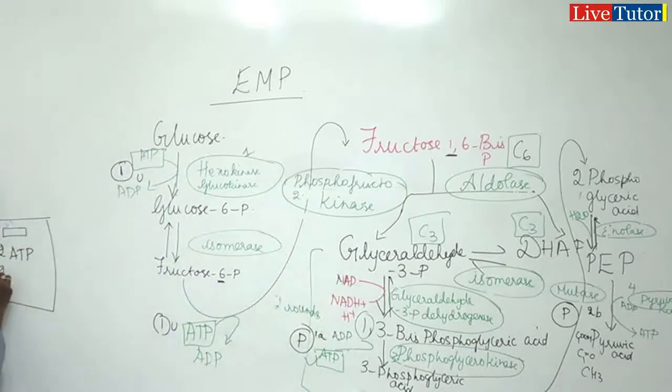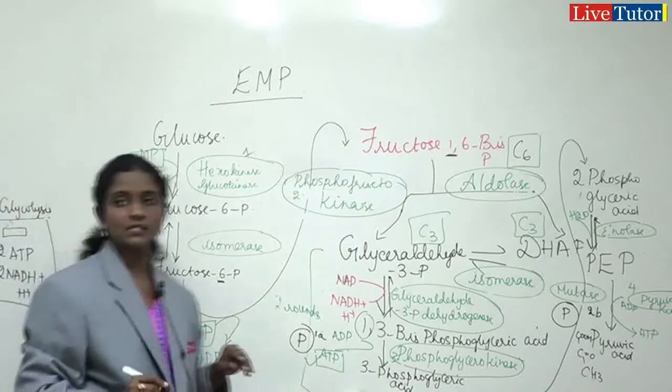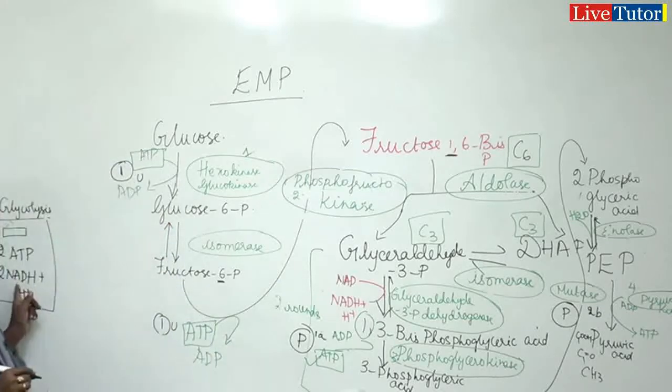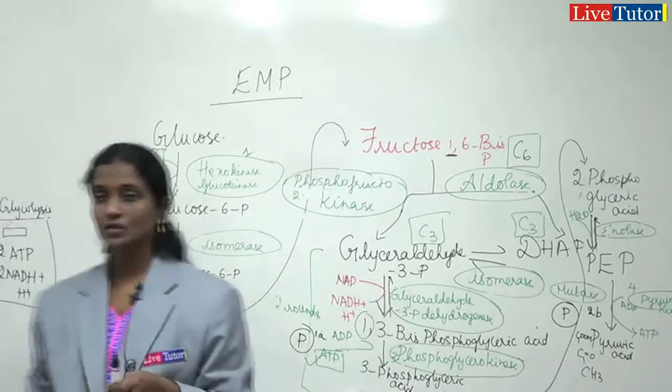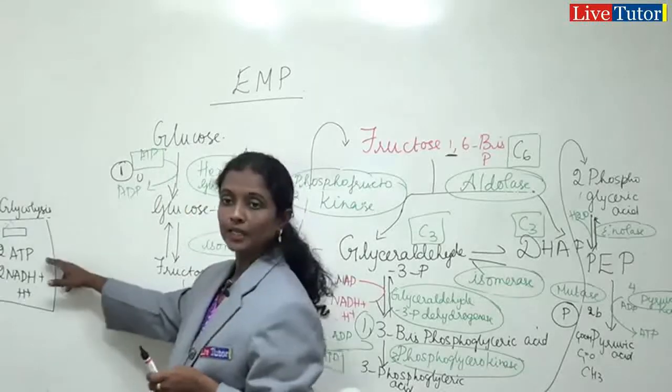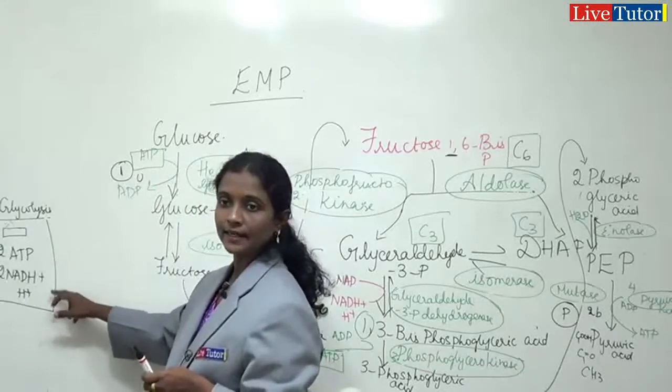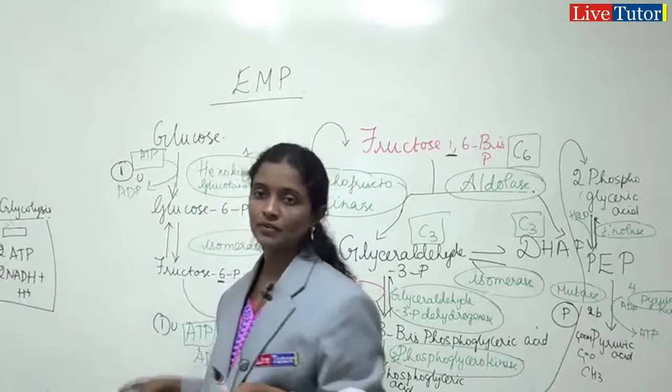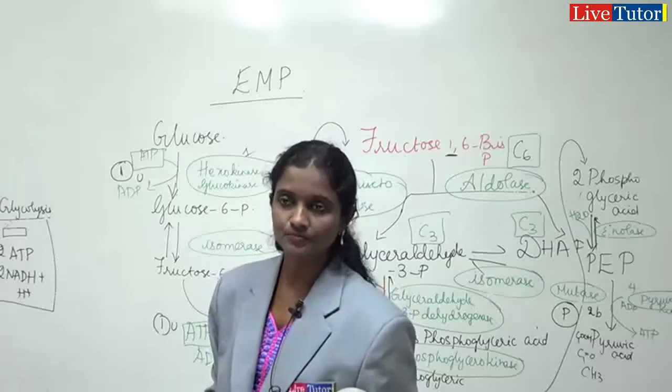Now, out of glycolysis, you have saved 2 ATPs and 2 NADH plus H plus. This is the glycolysis savings box. Out of the glycolysis savings box, is it not visible? Okay, glycolysis savings box, we have 2 ATPs and 2 NADH plus H plus. So this is what we have achieved through glycolysis.